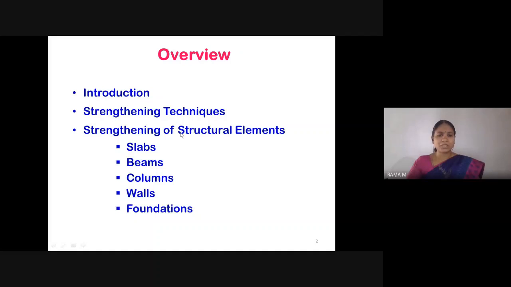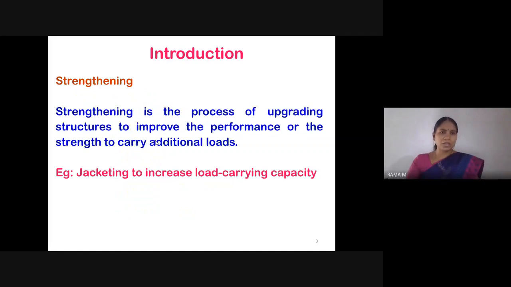The third part of the lecture will address the strengthening of different structural elements such as slabs, beams, columns, foundations, and lastly walls. These are the elements I am going to discuss, along with the detailed procedure of the strengthening techniques. So, everyone knows about strengthening.